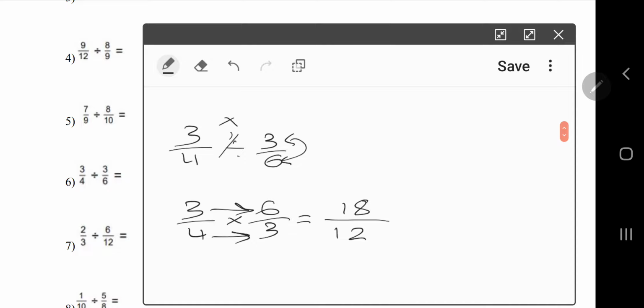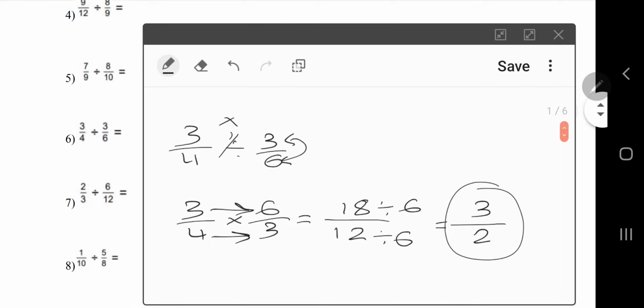And you can simplify this. Both of these numbers are divisible by 6. So 18 divided by 6 is 3, and 12 divided by 6 is 2. 3 over 2 is your answer.